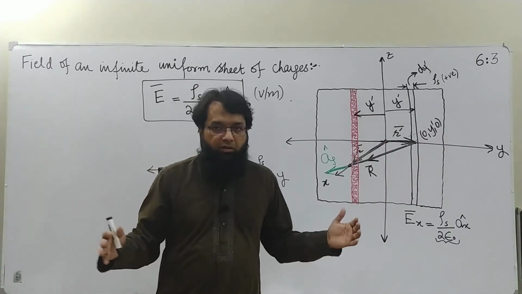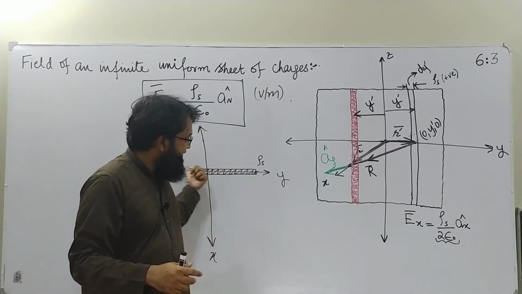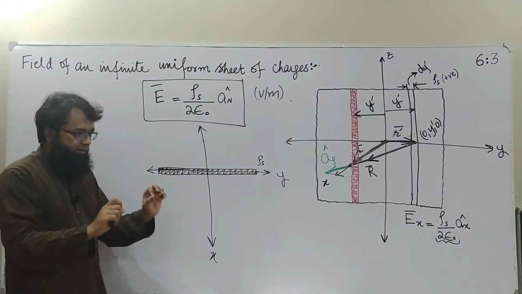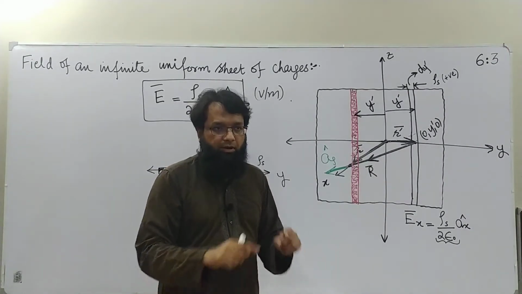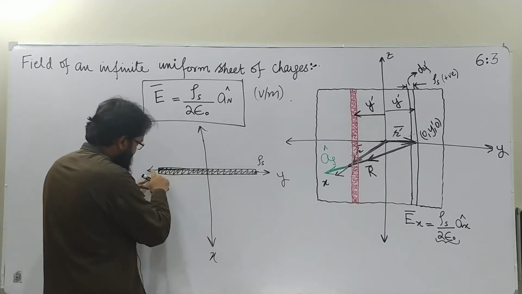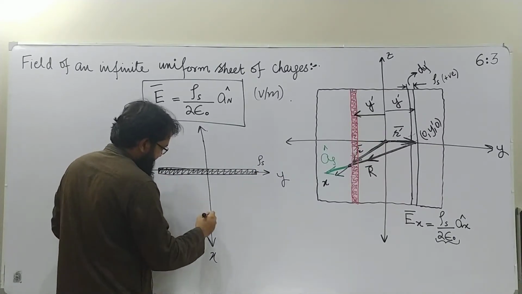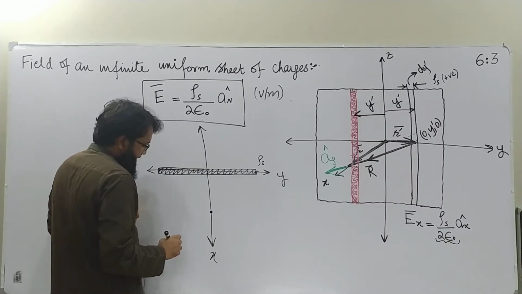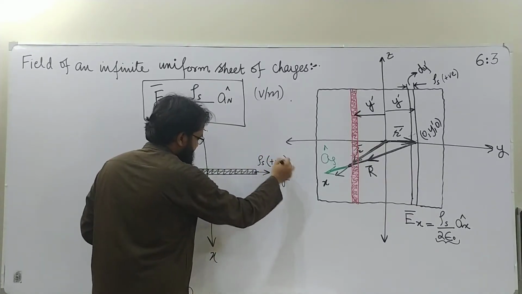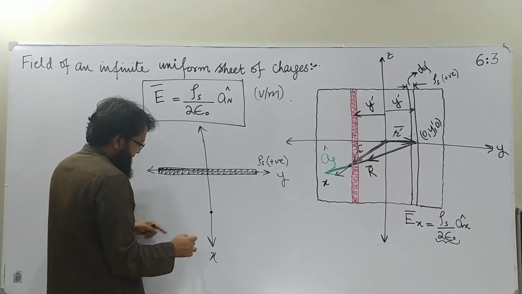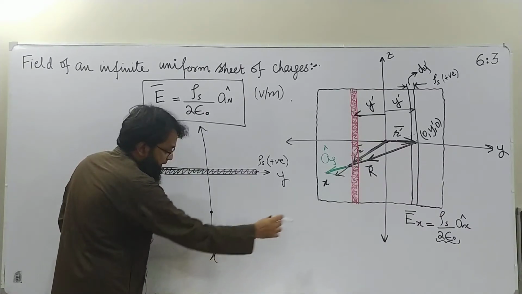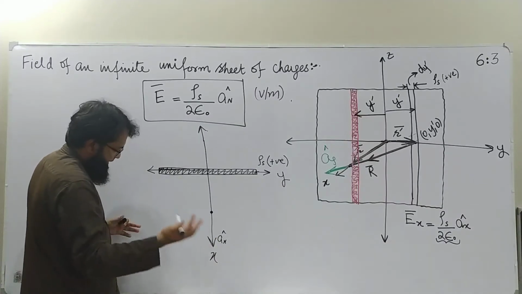The charges may be arranged in the form of a sheet in free space, or on a metal surface. The material of the surface is not important at all. The only thing which is important is the charges. So this is the sheet of charges, and we had taken the field point to be here, and since we considered this a positive charge, the field at this point will be in the direction of a_x, according to the formula we derived in the last class.